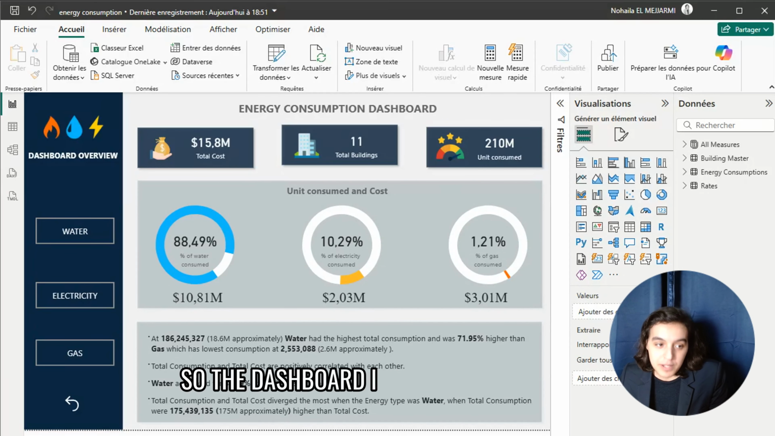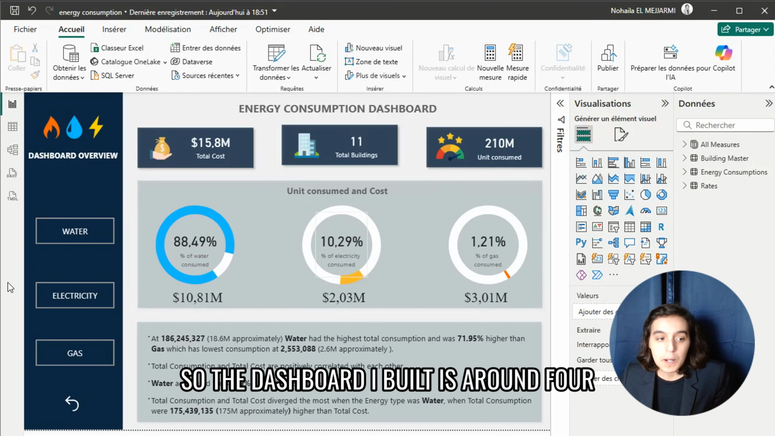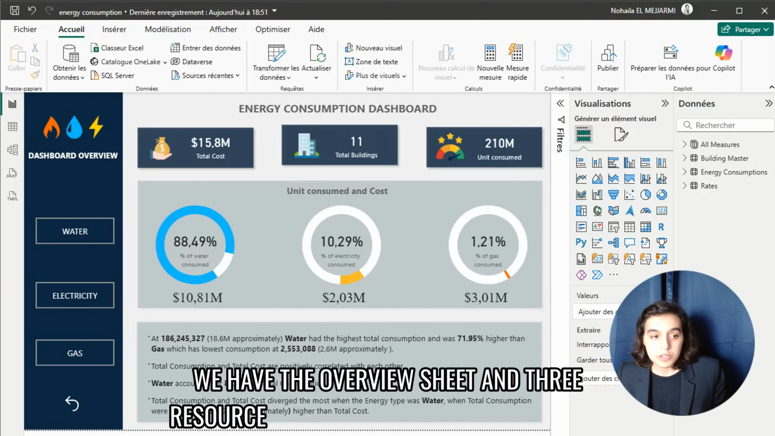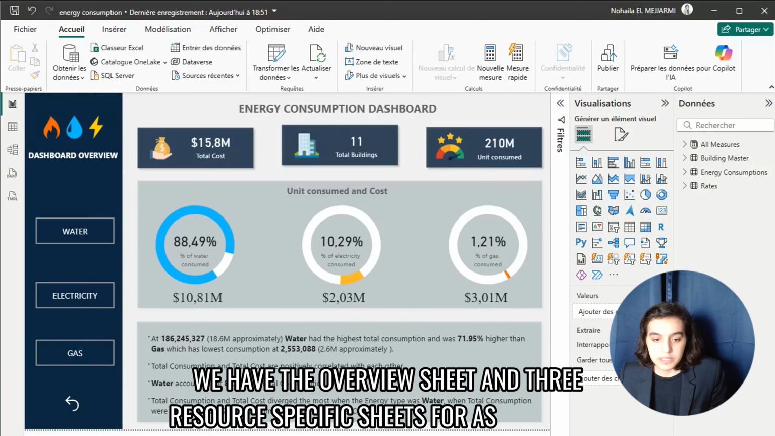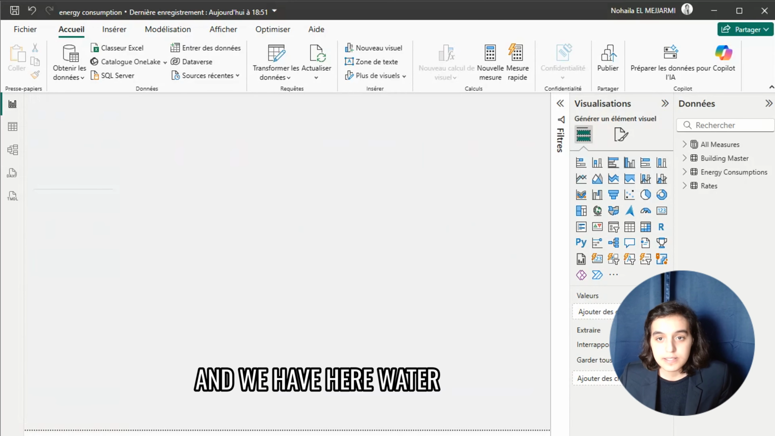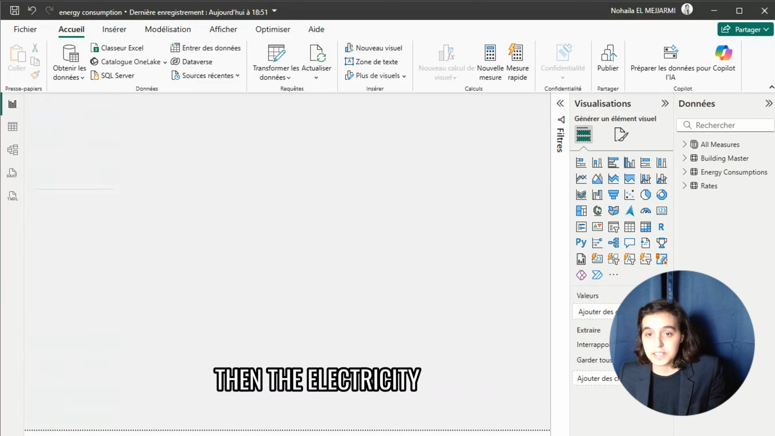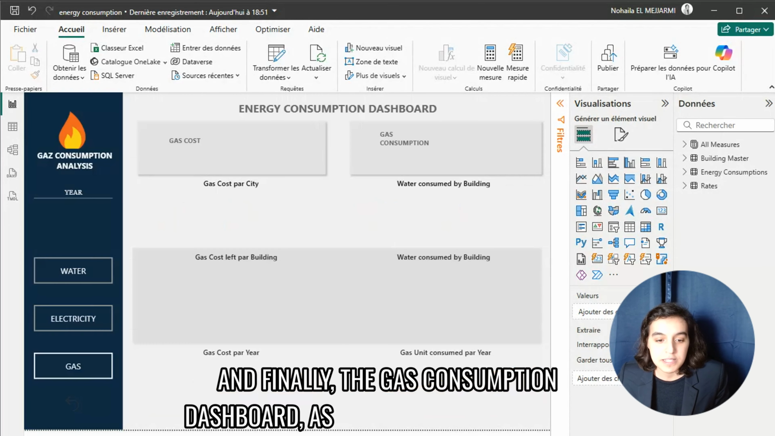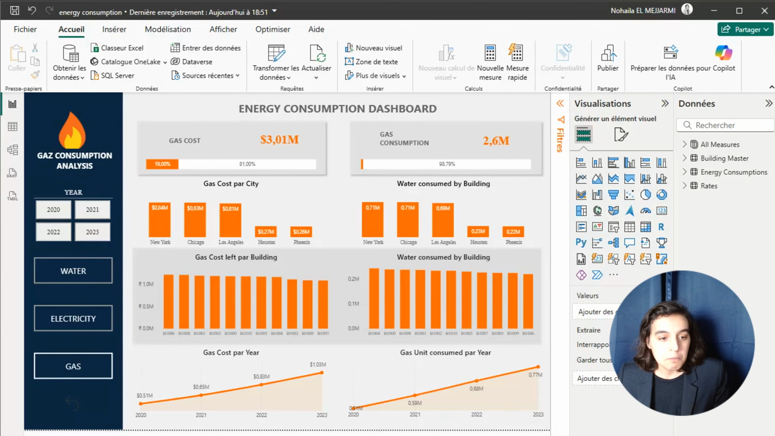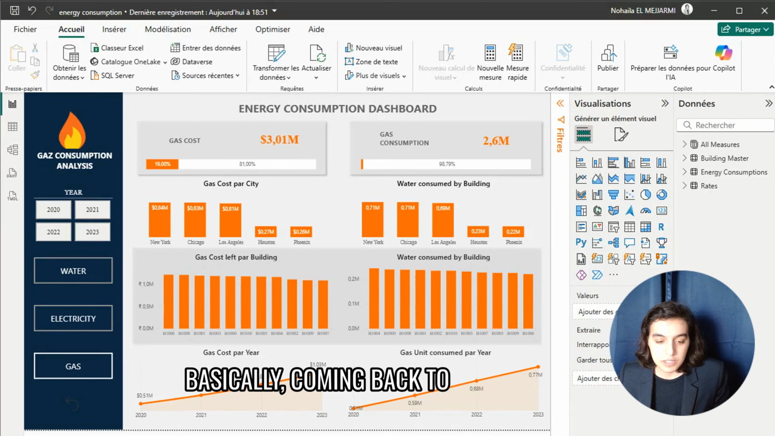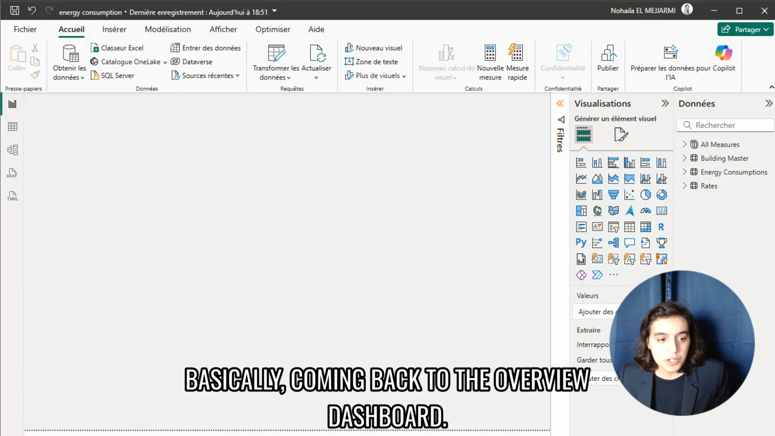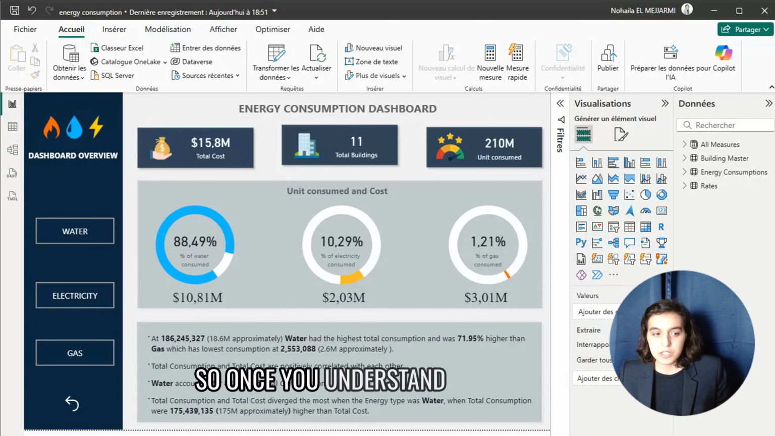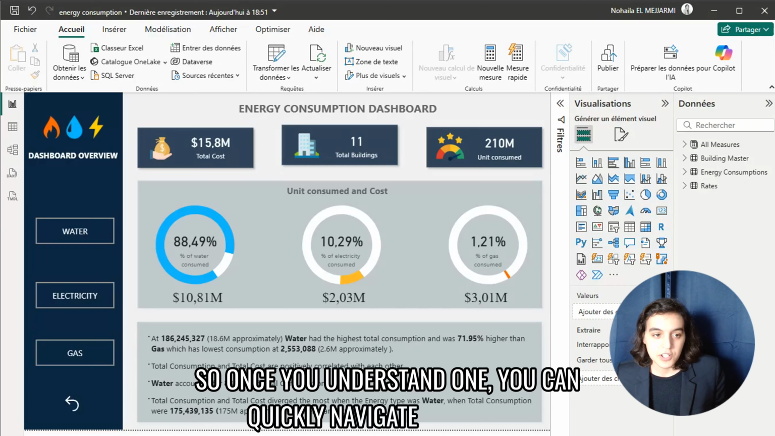So the dashboard I built is around 4 main spreadsheets. We have the overview sheet and 3 resource-specific sheets, as you might see here. We have the water consumption dashboard, then the electricity consumption dashboard, and finally the gas consumption dashboard, as you might see over here. So basically, coming back to the overview dashboard, each sheet follows the same structure, so once you understand one, you can quickly navigate the others.